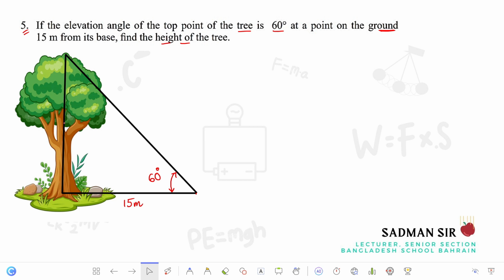Basically that is the length of this line, the height of the tree. If I can find the length of this line, then I can say that is the height of the tree. Now let us name this triangle. One thing I'd like to mention, this tree you don't have to draw in the exam. The triangle that you can see with the black lines, if you draw that in the exam, then that is enough.